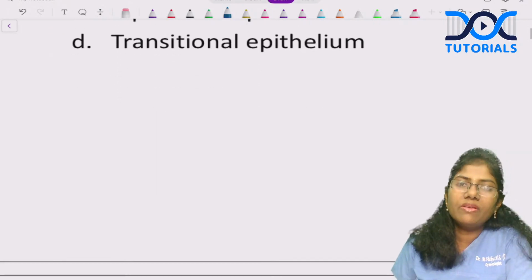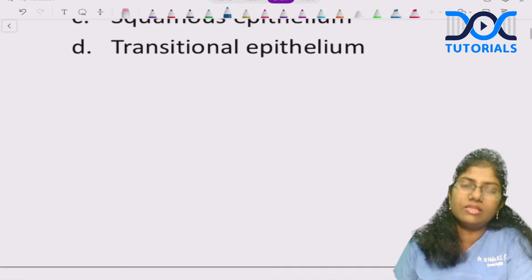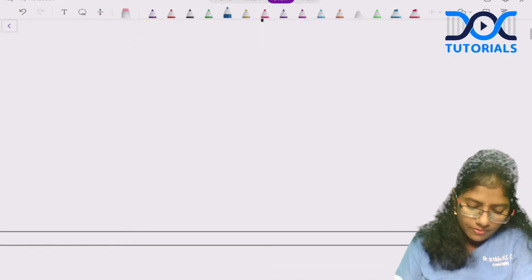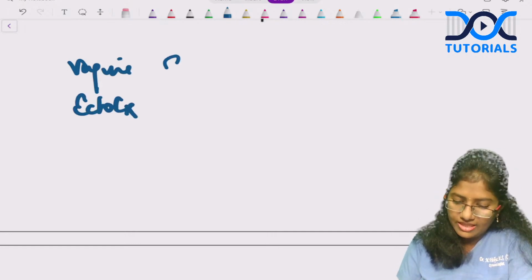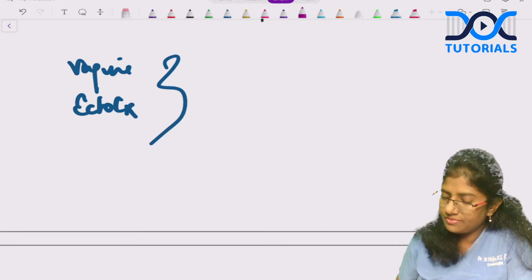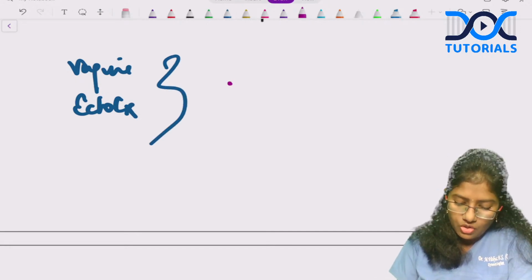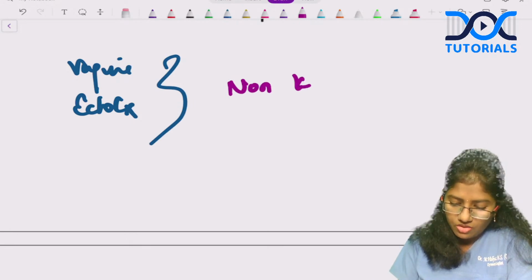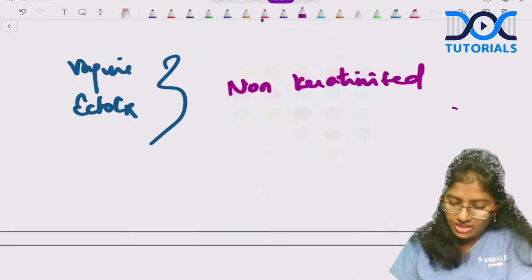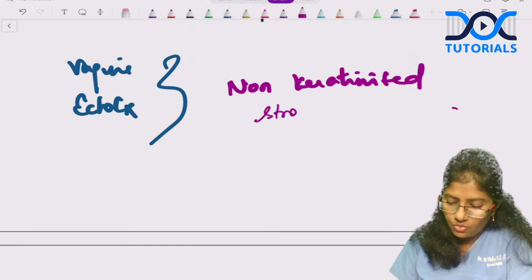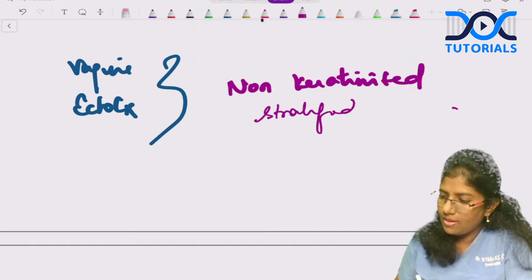So quickly we will revise the points under this topic. What is the lining epithelium of the vagina and the ectocervix? Vagina and the ectocervix, what is it lined by? Non-keratinized stratified squamous epithelium.